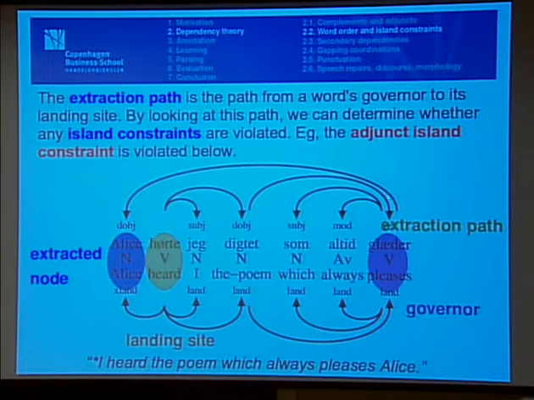So those two nodes would be the extraction path, the arc connecting the poem with pleases and the other arc connecting heard with the poem. And those are the extraction path. And by looking at this extraction path, you can see that it contains an adjunct edge, namely this relative clause, which is an adjunct edge, and this is bad. So by looking at the edges that occur in the extraction path, you can recover the surface structure.